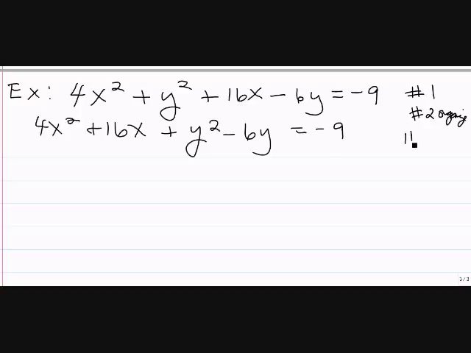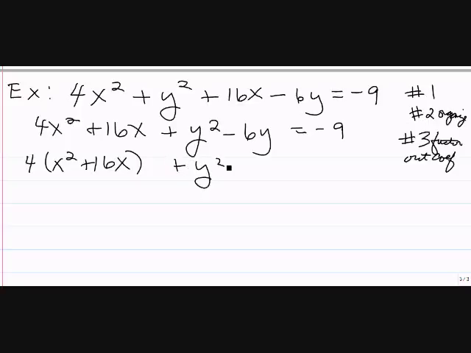Step number 3. I got a coefficient on the x squared I have to factor out. Factor out coefficients. So this becomes 4 times x squared plus 16x. Don't factor out the x, just the 4. Plus y squared minus 6y equals -9.